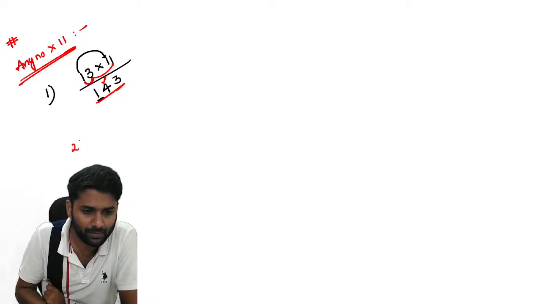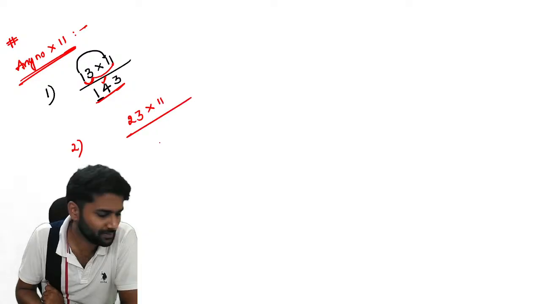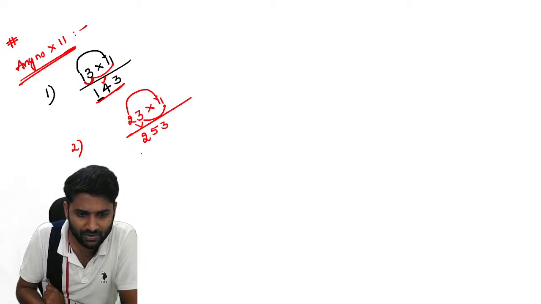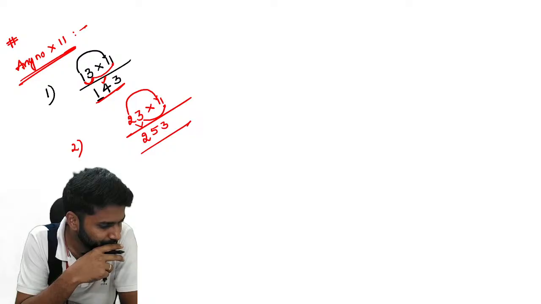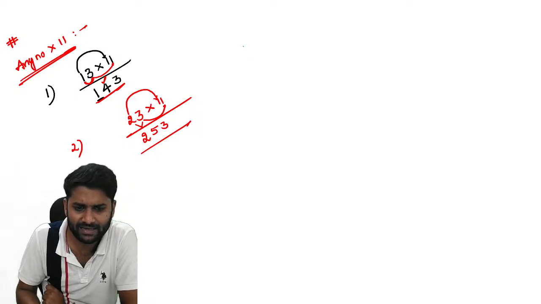Don't worry, I will help you out. 23 is multiplied with 11. Step number 1, 2 into 1 is 2. 2 plus 3 is equal to 5. 3 into 1 is equal to 3. So the answer is 253. Is it clear? So in this way, you can consider any digit, any number.